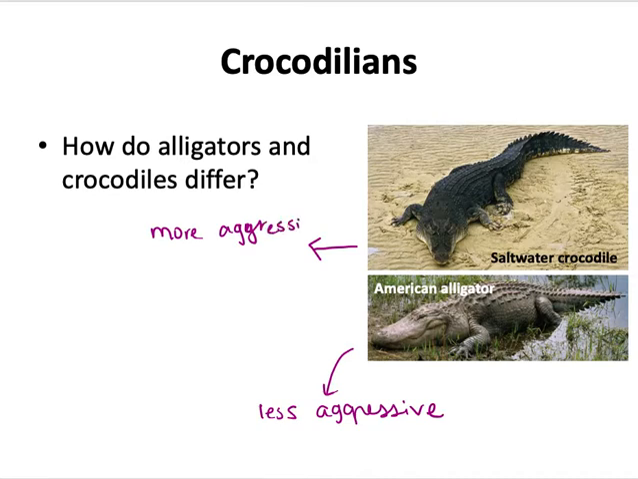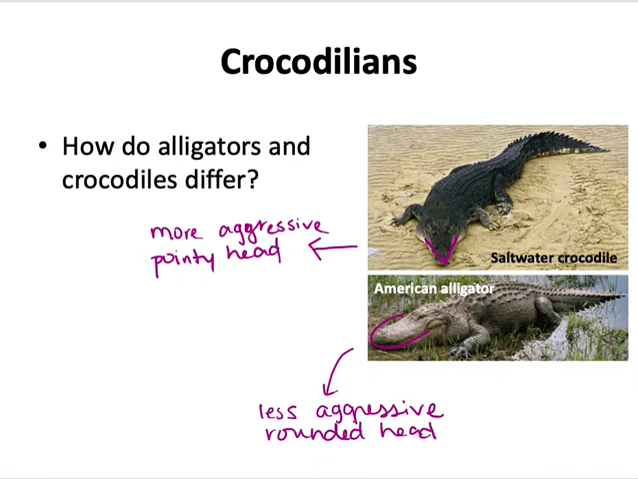The head shape is a little bit different. You can see here we've got a pointy head versus a very rounded head. Crocodiles have the pointy head. Alligators have the more rounded head.